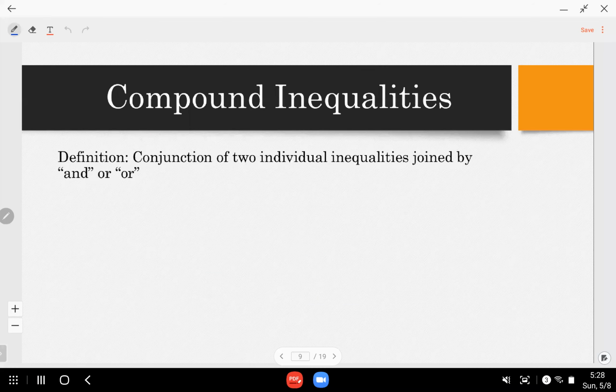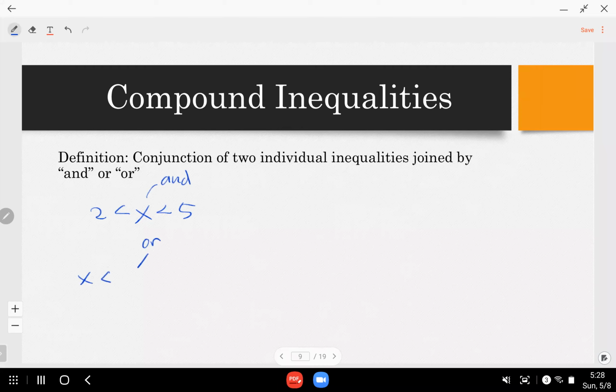Let's go to the compound inequalities. Basically, it's a conjunction of two individual inequalities joined by and or or. So we may have x is less than 5 and greater than 2. This is an and. For or, maybe we have x is less than -5 or x is greater than 10.